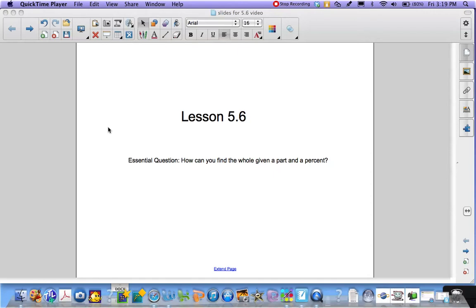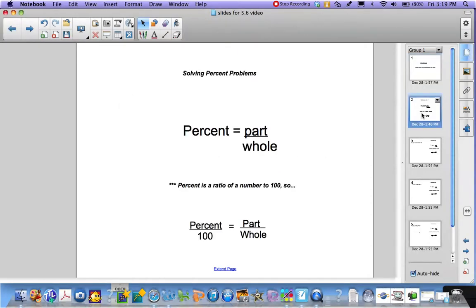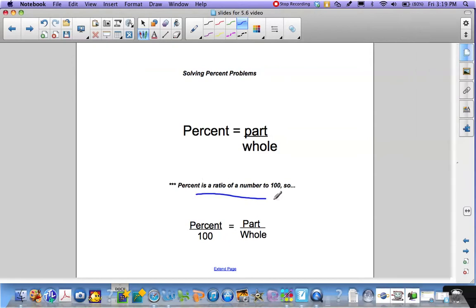Okay, how can you find the whole given a part and a percent? When we're solving percent problems, we know that the percent is equal to the part divided by the whole. Percent is a ratio of a number to 100, so here's the key thing. We're always going to start with this: percent over 100 equals part over the whole.